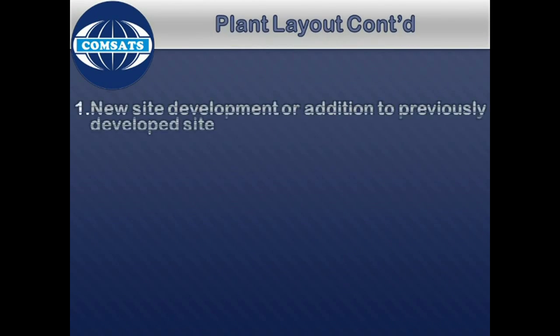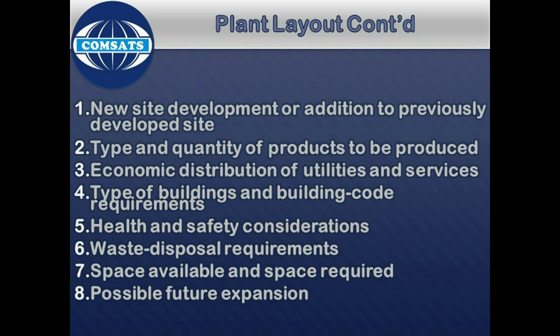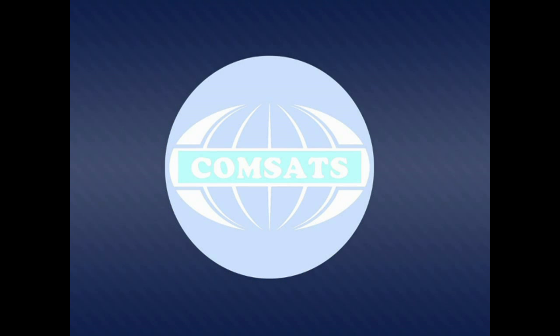New site development or addition to a previously developed site. Type and quantity of products to be produced. Economic distribution of utilities and services. Type of buildings and building code requirements. Health and safety considerations. Waste disposal requirements. Space available and space required. Possible future expansion. It was all about ammonia plant designing.